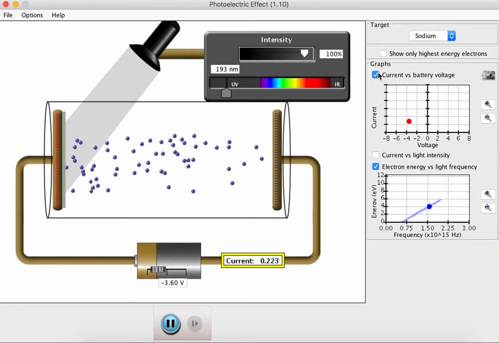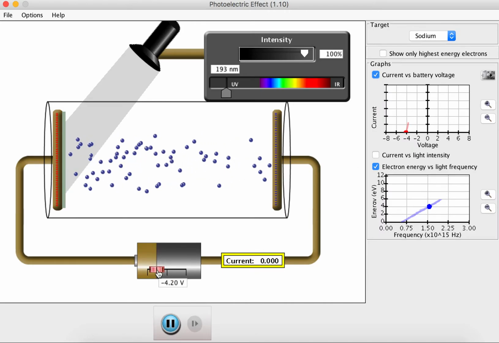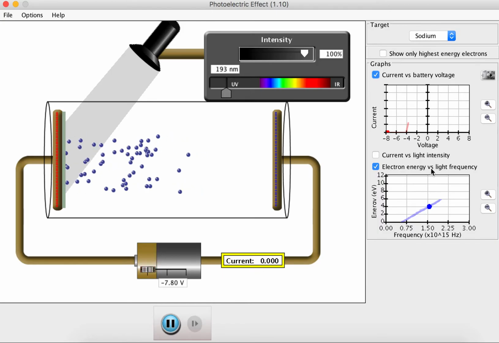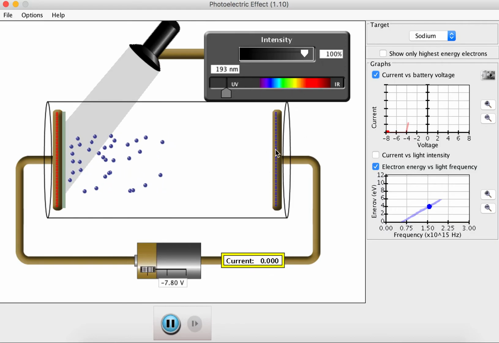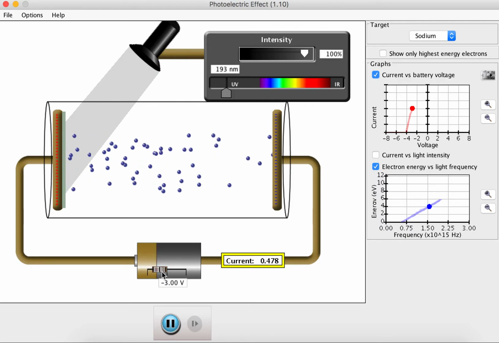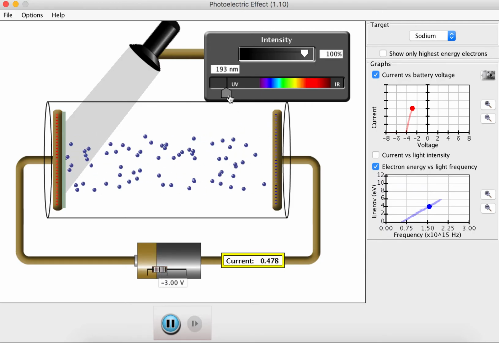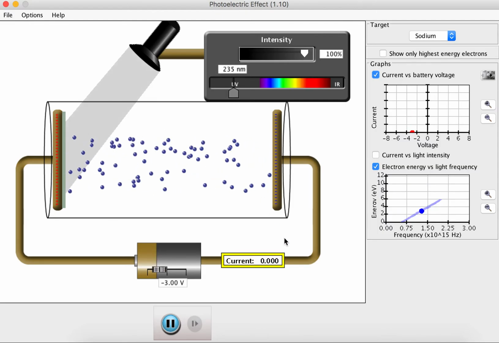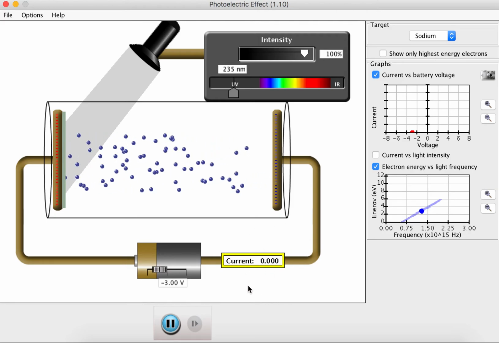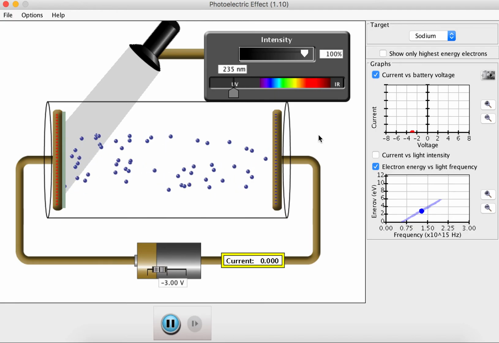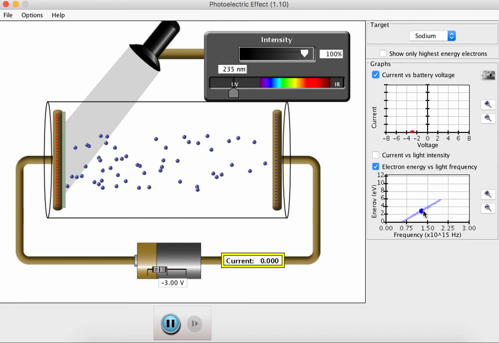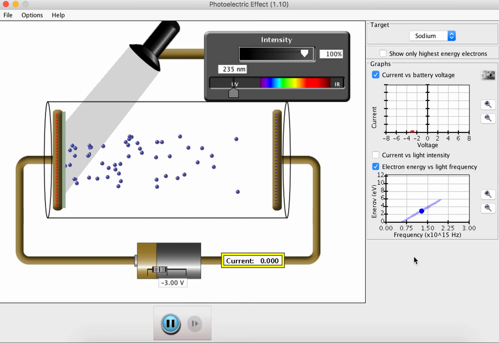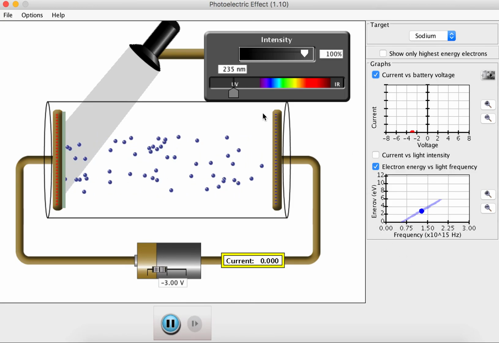So we can see current versus battery voltage on this graph here. As we increase the battery voltage, you can see we eventually can drive the current all the way down to 0, and none of the electrons are now able to reach the anode. Now, let's go back to where we were still seeing a little bit of current. Now, if we increase the wavelength, we see that we can again drive the current at this stopping potential down to 0. And this corresponds to what we would expect, given that the kinetic energy of the electrons leaving the material is proportional to the frequency of the light incident on the cathode here.